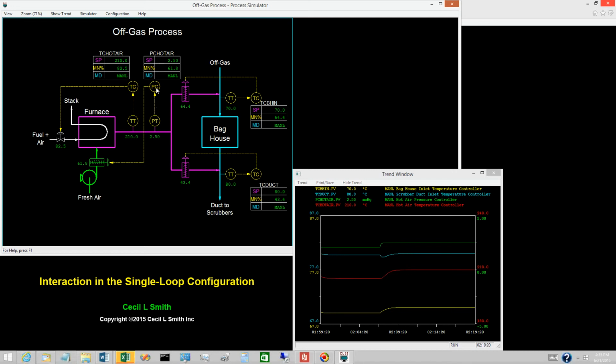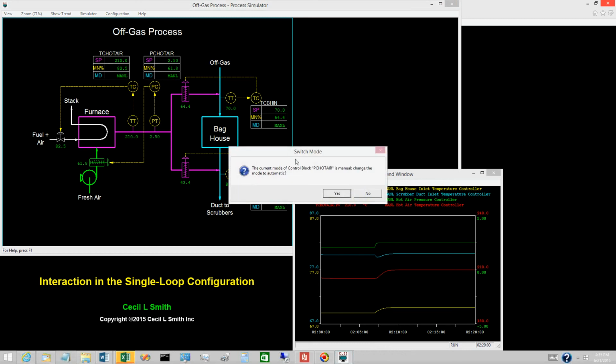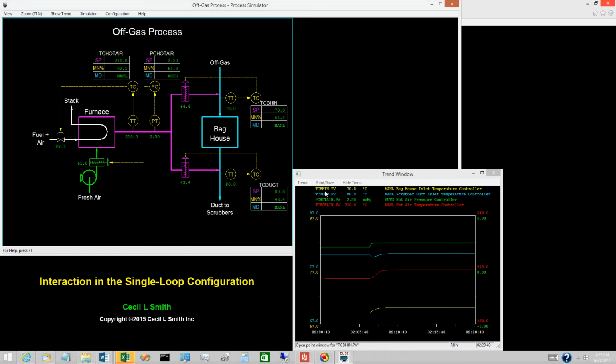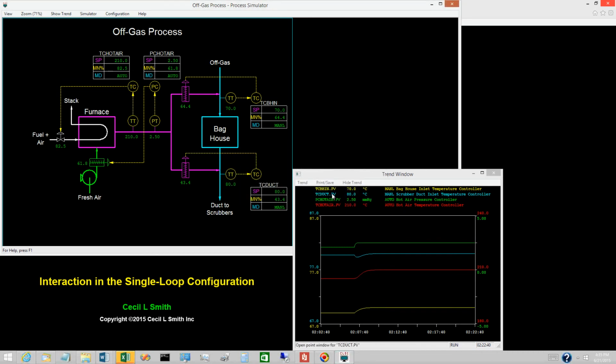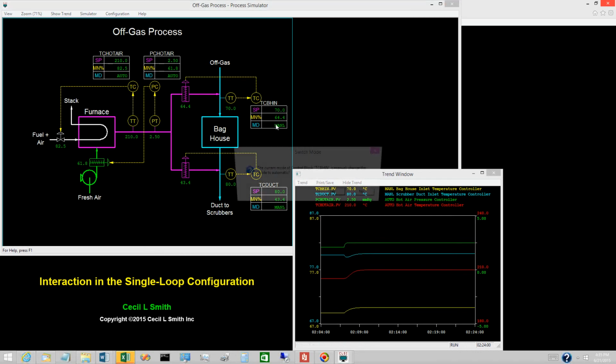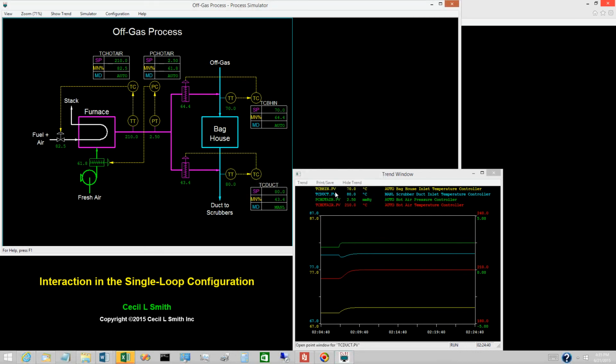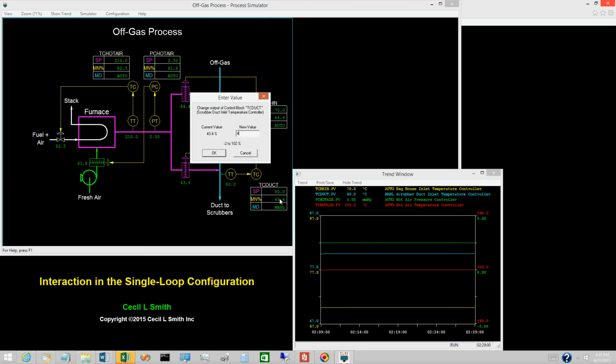First, switch the hot air pressure controller to automatic. Then switch the hot air temperature controller to auto. Then switch the baghouse inlet temperature controller to auto. The scrubber duct inlet temperature controller remains on manual. Finally, we increase the controller output by 5%.